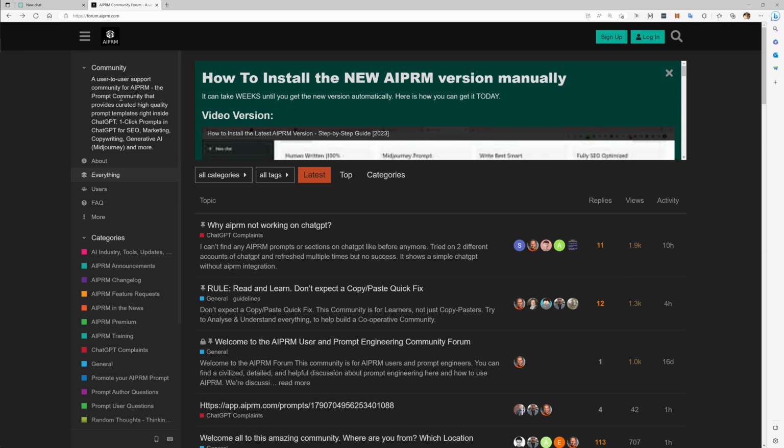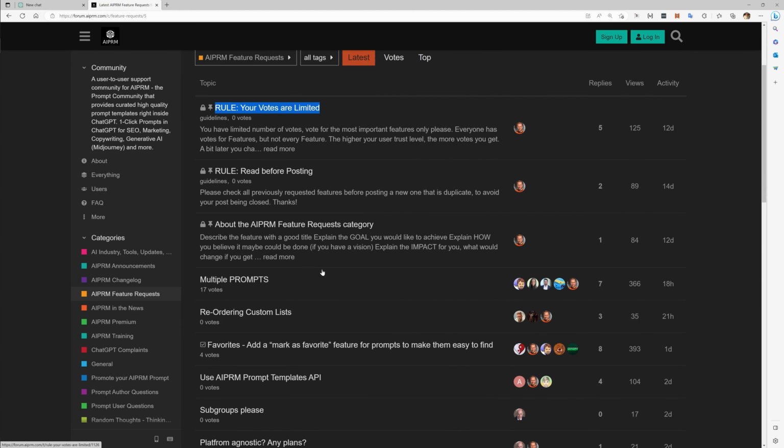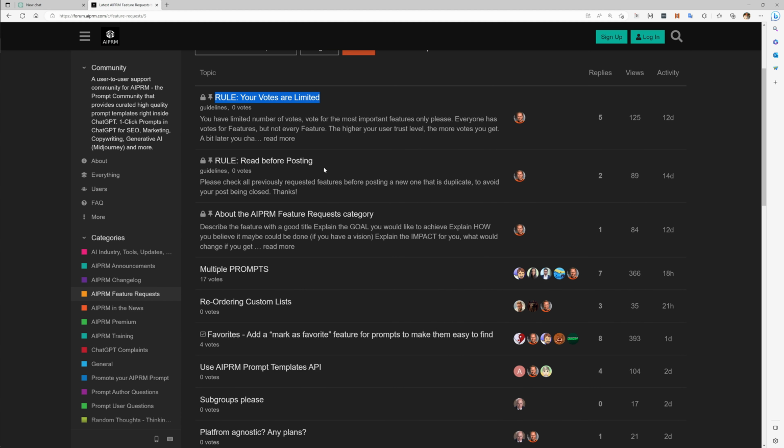What we want to do in this community is to talk about the prompt templates of AIPRM and exchange how to use them and how to write them. But also, AIPRM is the software. So the first thing that we made was this feature request forum. You have the power to request a feature, and if you're signed up, and you can sign up with your Google account in one click, you can vote.